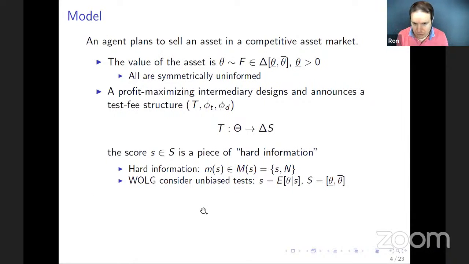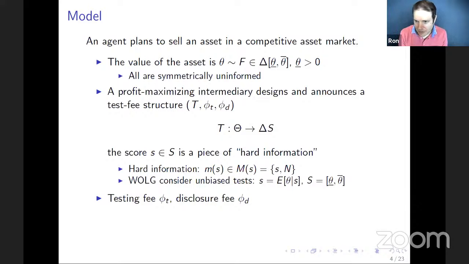Is it clear what a test is? The intermediary designs a test, commits to the test, and announces the test. Concomitantly, the intermediary also announces two fees, a testing fee and a disclosure fee. The testing fee is the fee that the agent needs to pay in order to have the test run. If he pays the fee, the intermediary runs the test, and the agent sees the realized score privately and then decides whether to disclose it. If he chooses to disclose the score, he has to pay the disclosure fee. If he doesn't disclose the score, he doesn't pay the disclosure fee. These are the two fees. If he doesn't pay the testing fee, the test isn't run and he can never disclose anything.